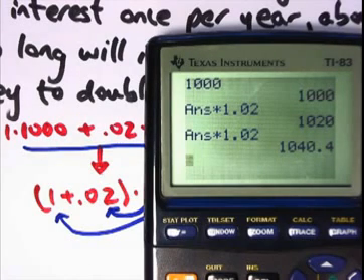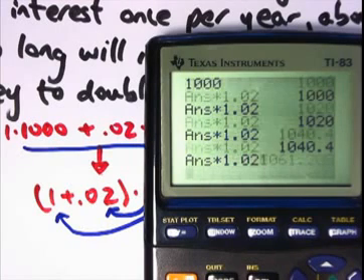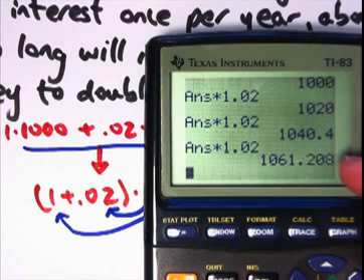The reason is because your balance was higher after the first year, so 2% of that was a little bit bigger. In fact, it would be $20.40. The next year, it'll grow a little more to $1,061.21. It grew by, what would that be, $20.81. It grew a little more.